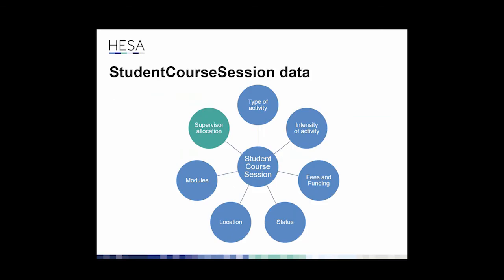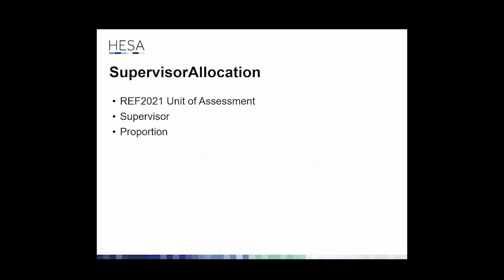And finally then, we have supervisor allocation information for a student course session. This is the equivalent of the ref data entity in our current student return. So what we're collecting is the ref unit of assessment for postgraduate research students and the UKPRN of the supervising organisation, and with appropriate proportions. So we can see here whether there is collaborative provision if more than one organisation is supervising a PGR student, and we can also see the relevant unit of assessments for that student course session.